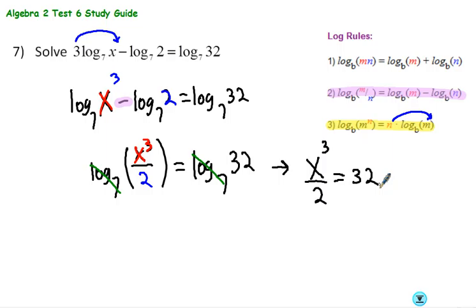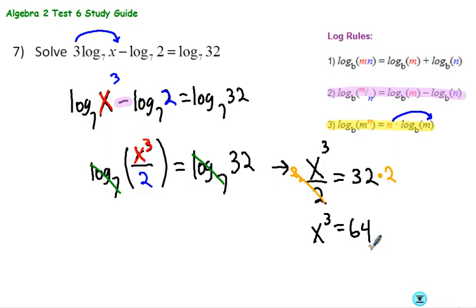Now, I want to get x by itself. Well, the first problem here is that x is a part of a fraction. I don't want it to be a fraction. So this says x cubed divided by 2. Well, we always do the opposite in algebra to get rid of things. So the opposite of dividing by 2 would be to multiply by 2. So we're going to multiply both sides by 2, leaving us x cubed equals 64.